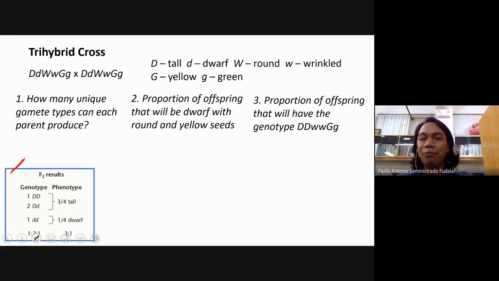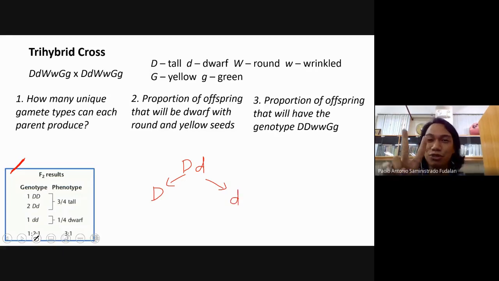So what you need to remember here is you go back to the monohybrid, which is, for example, big D, small d. How many gametes can someone with a big D and small d allele create? Obviously, these two can separate. You can have a gamete with capital D, and then you can have a gamete with small d. So how many gametes? Two, right?